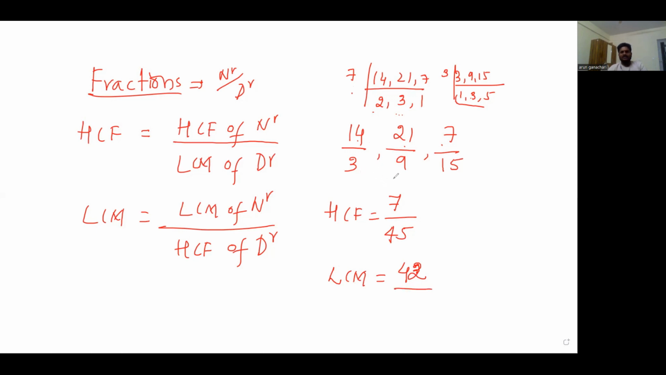I should divide it by the HCF of 3, 9 and 15. What is the HCF of 3, 9 and 15? 3. So my LCM will be 42 by 3. Don't cancel it out. If you cancel it, 3 ones are 3, 3 fourteens are 42, so it will be 14. Don't write it in this form unless they have asked. Otherwise, this is the correct answer. HCF is 7 by 45 and LCM is 42 by 3. Understanding this?